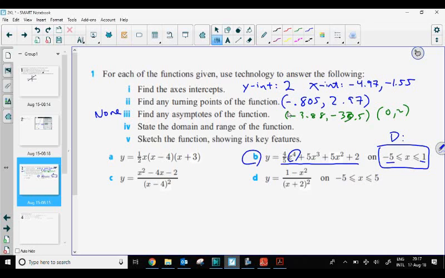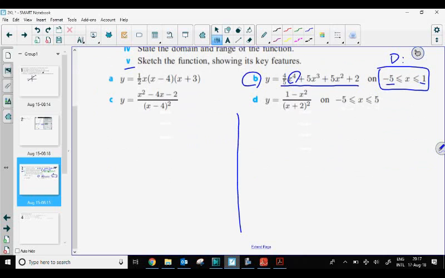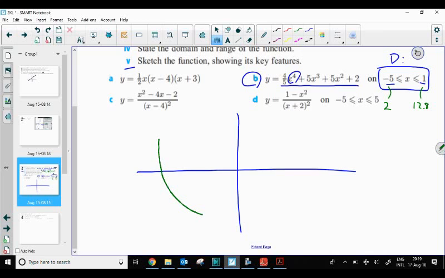In order to work out the range, I'm actually going to need to sketch the function first. So the endpoints, it turns out that the y value for -5 is 2, and the y value for 1 is 12.8. So using that and the general shape of the graph that I saw on the calculator earlier, I can sketch this thing. It's going to look something like this.